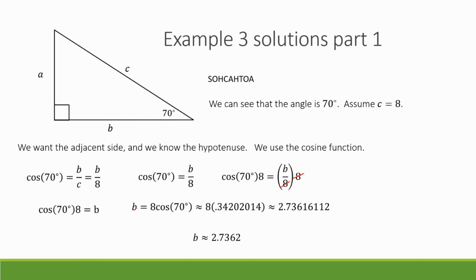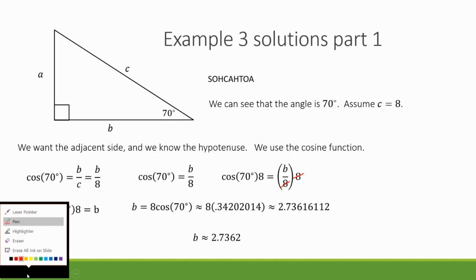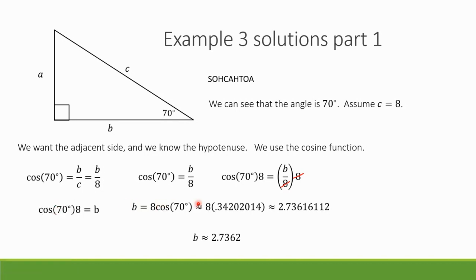And so B then is 8 times cosine of 70 degrees. Now, what is cosine of 70 degrees? Well, that's where our calculator comes in. So we get 8 times that. And so from here, we get this. Again, this came from the calculator. You want to make sure you're in degree mode, okay? And when you multiply by 8, you get this. And so B then is about 2.7362. So I round to 4 decimal places.